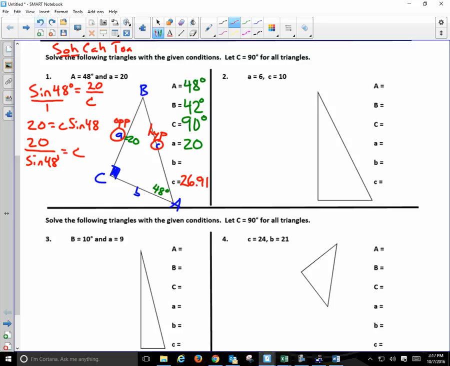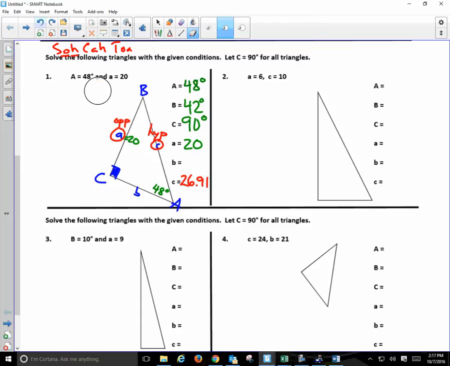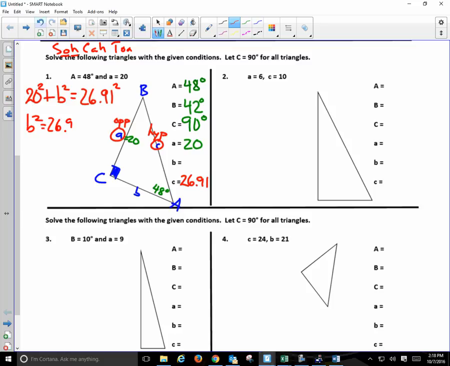Now, I have a right triangle. How do I find my third side? The Pythagorean Theorem. A squared plus B squared is C squared. So I'll set it up. A squared, 20 squared, plus B squared is equal to 26.91 squared. So B squared is 26.91 squared minus 20 squared.